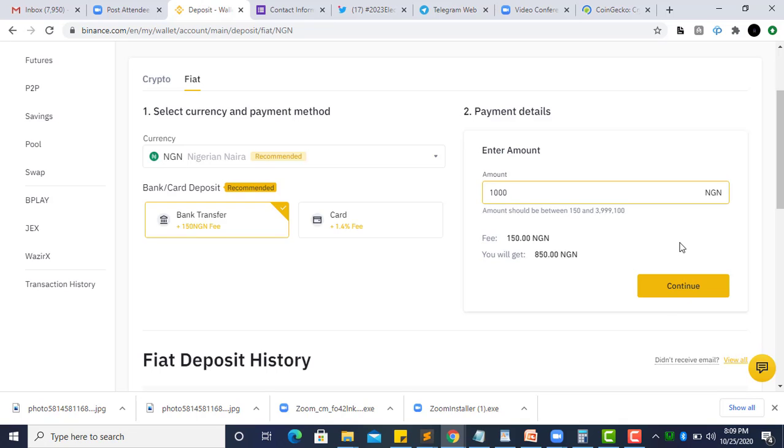So you see the procedure that I use. I select fiat, then I click on bank. After I click on bank, then I enter the amount that I want. If you want to use card payment, you can use card payment. But make sure that you are going to be charged 1.4% of the amount that you are depositing. Then I click on continue.